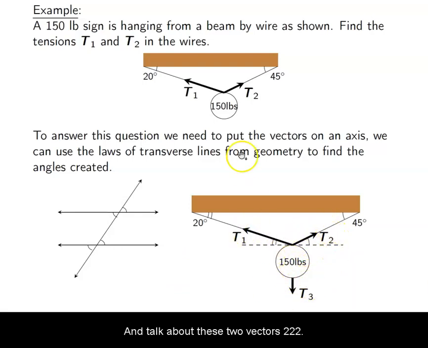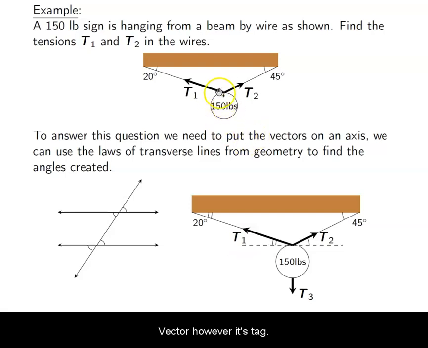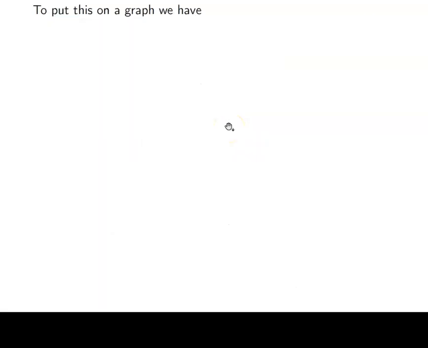Now, notice again, as I said before, that this is being pulled down due to gravity, right? And so the direction is straight down, and the magnitude is 150, right? Weight is a magnitude. Weight is not a vector, right? If it's moving with gravity, that is a force, so that's a vector. However, it's stagnant, and the magnitude of that force, that weight, is 150 pounds.